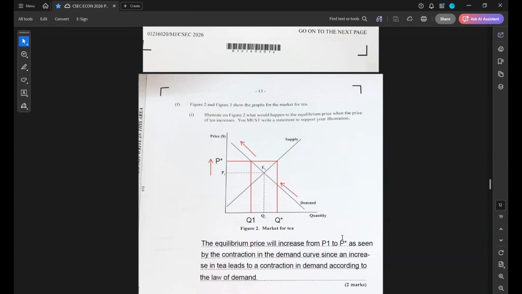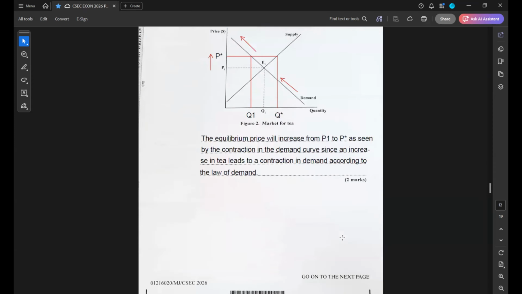A contraction is like a squeeze. The demand curve is like it's shrinking, since an increase in T leads to a contraction in demand according to the law of demand, because as prices increase, quantity demanded decreases as well. Okay? Once prices are affected, you're going to always see a movement along the demand curve. And since price has been increased, quantity demanded will decrease. Okay? Nice.